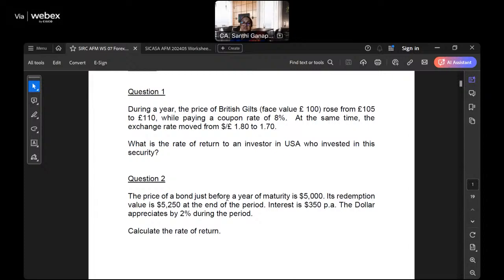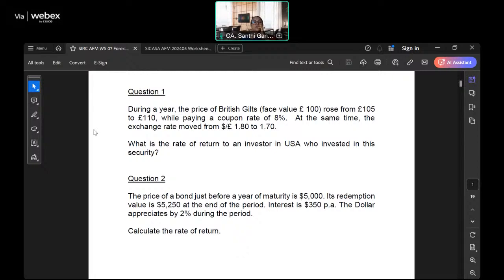600 is the return. 5,000 is the investment, 600 is the return. So straight away we can find the answer. But then the problem doesn't stop there. The problem continues. What does the problem say? The problem says the dollar appreciates by 2% during the period.